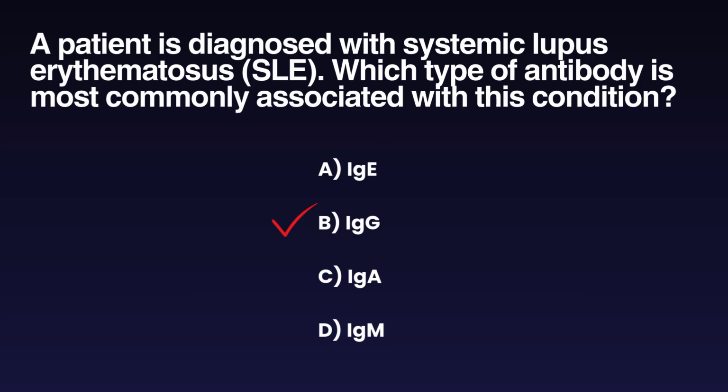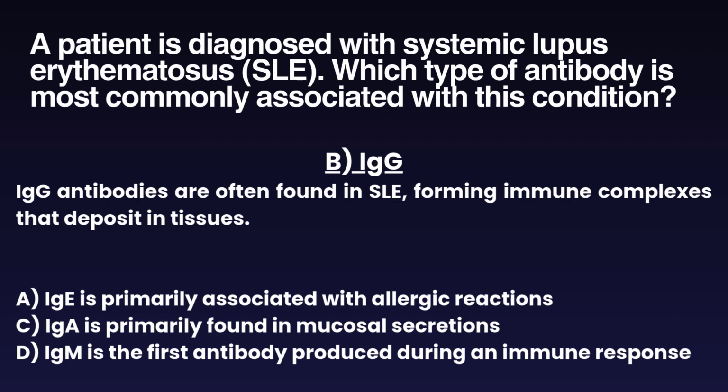Correct answer. B. IgG antibodies are often found in lupus, forming immune complexes that deposit in tissues. Why other options are wrong? A. IgE is primarily associated with allergic reactions. C. IgA is primarily found in mucosal secretions. D. IgM is the first antibody produced during an immune response.